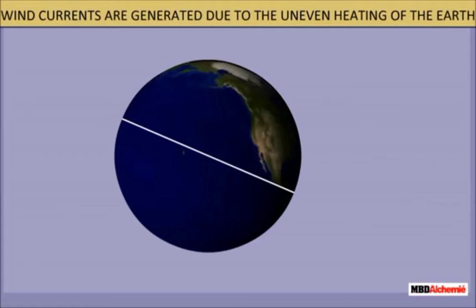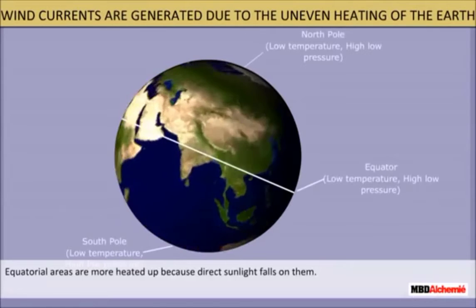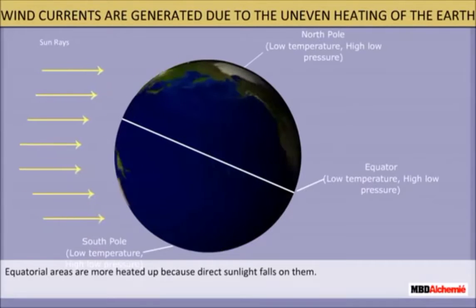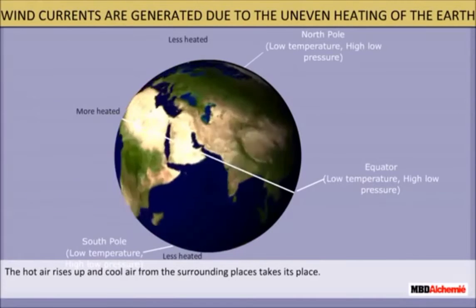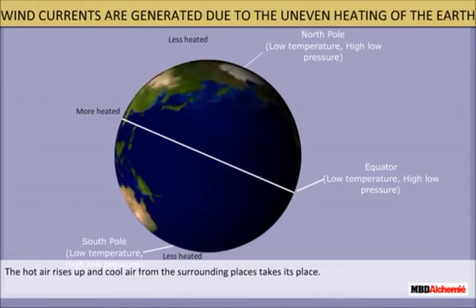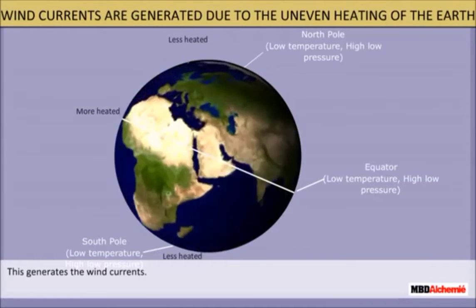Uneven heating between the equator and the poles. Equatorial areas are more heated up because direct sunlight falls on them. The hot air rises up and cool air from the surrounding places takes its place. This generates the wind currents.